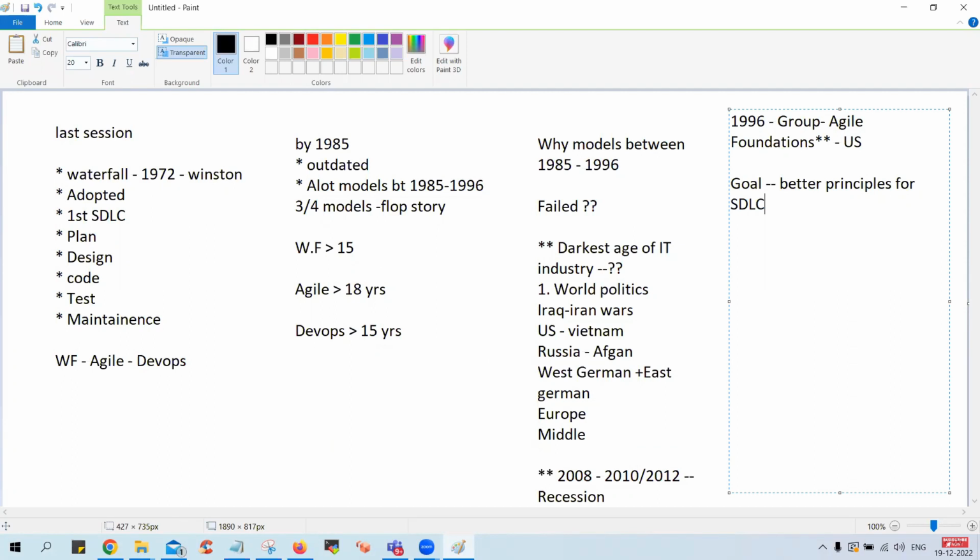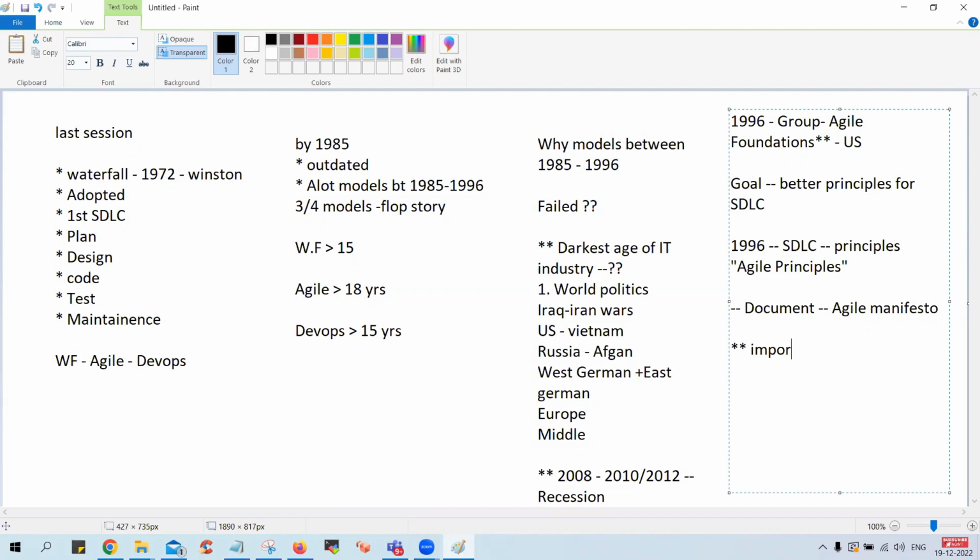Okay, so a group was formed to relook into all the principles and come up with a new kind of agenda. They started working on this objective, and in 1996 they came up with a new kind of SDLC approach, a new kind of SDLC principles they released. And those principles, we call agile principles, guys. They documented these principles, and that document we call the agile manifesto. And this agile manifesto, or agile principle, is definitely an important question, right?